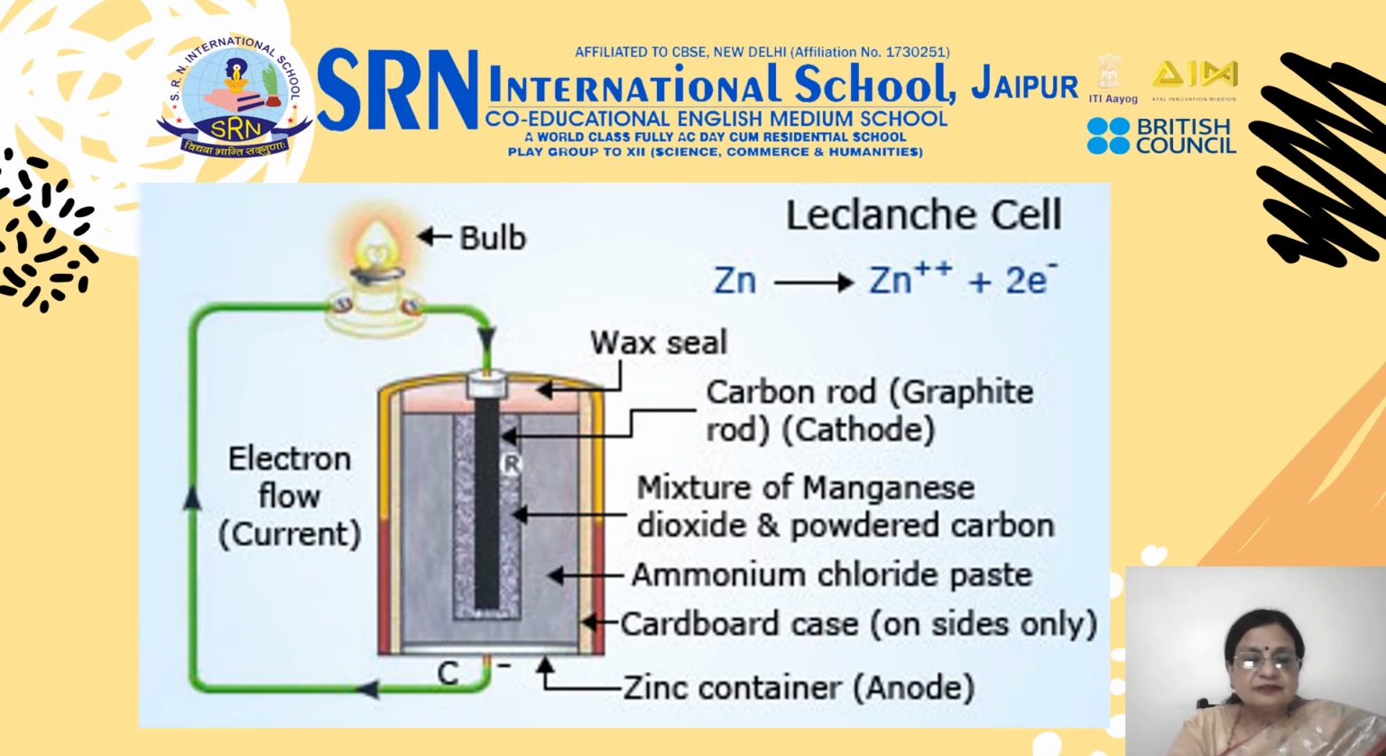The zinc, which acts as an anode, is actually getting oxidized to form Zn2+ ions and 2 electrons. When Zn2+ ions go into the ammonium chloride paste, they form a complex, which is therefore this. The ammonia gas that is evolved is also there inside the cell, and this ammonia gas reacts with zinc ions to form that complex. The voltage of this Leclanche cell is 1.5 volt.